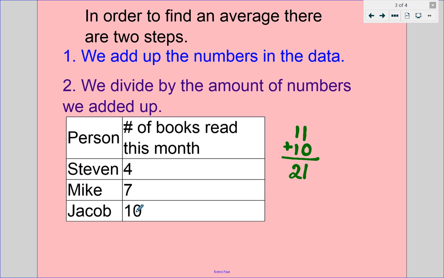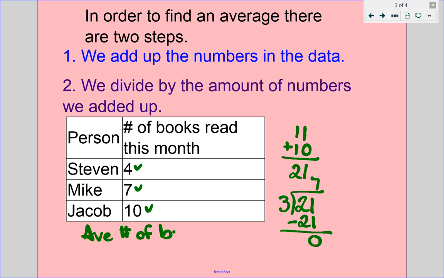1, 2, 3 numbers. Even if I take these 2 and put them together, it's still 3 numbers because I have 1 number here, 1 number here, 1 number here. So I take that 21 and I divide it by 3. How many 3's do I get out of 21? 7. 7 times 3 is 21. Subtract and we have 0. So my average number of books is 7.